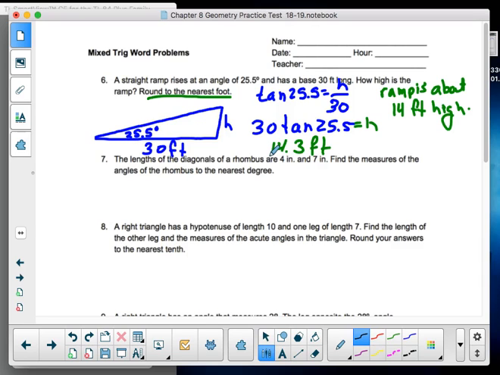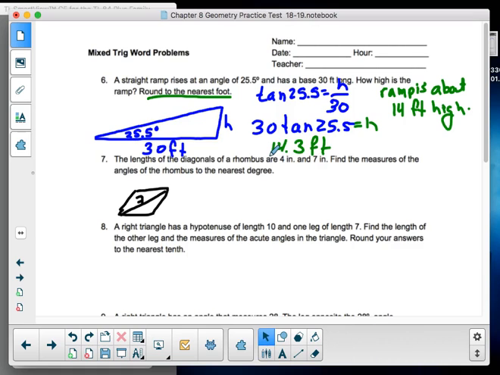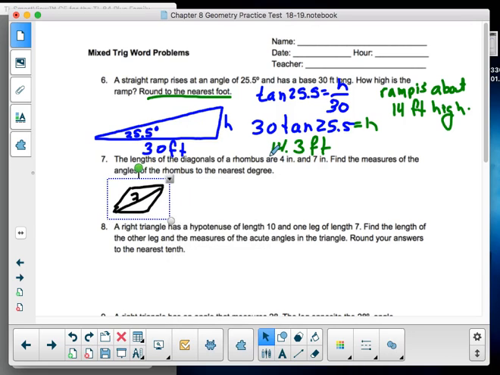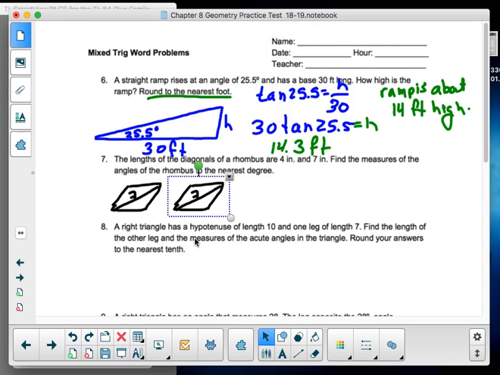Okay, and number 7: the lengths of the diagonals of a rhombus are 4 and 7. Now you have to know some things about rhombuses. First of all, the diagonals go up here, and this is 7. Let's clone this so you have an idea of what I'm doing. This is 4.